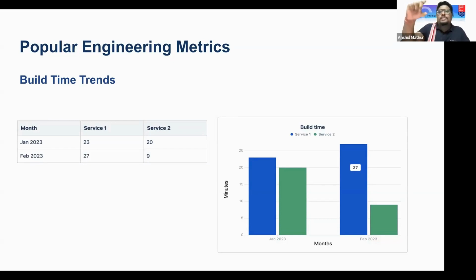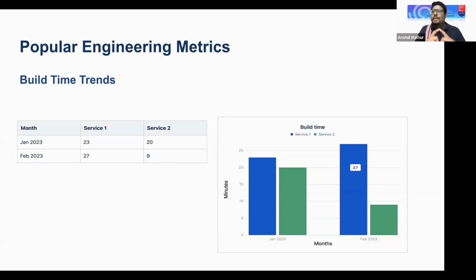And that is easily capturable via your CI/CD tool, right? You can find out how much time your build took. Again, you can capture that information, average it out over a period of time for different microservices, and then create some visualizations around it and share it with your dev teams and engineering managers.